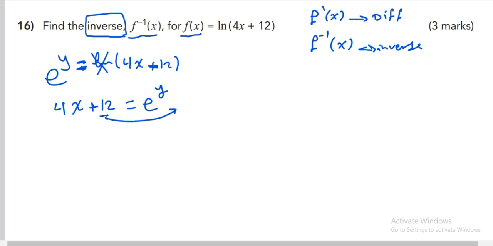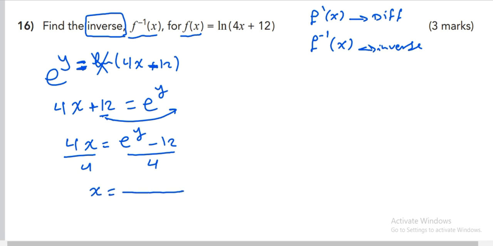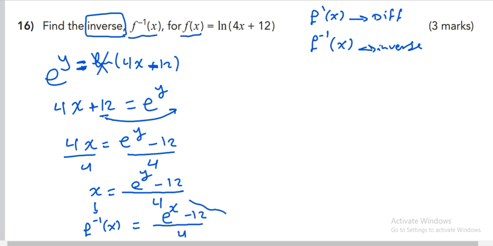We'll move plus 12 to the other side. So 4x equal e to the power of y minus 12. Divide by 4, divide by 4, then x equal e to the power of y minus 12 over 4. And here, in left hand side, x will be written as f inverse of x, and we'll write the other side the same, but in the place of y we'll put x. And this is the final answer.